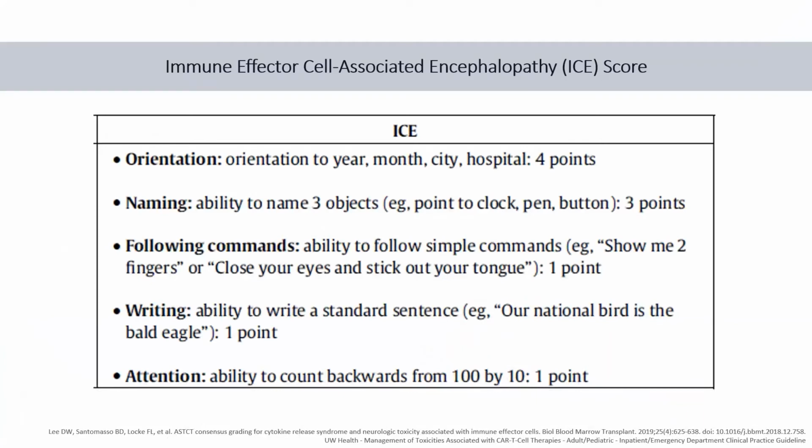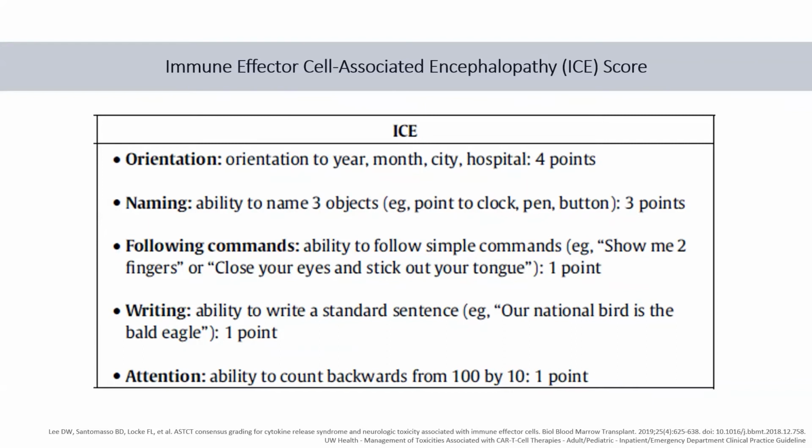So there are at least a few ICANS scoring systems out there to assess encephalopathy, and some of them are pretty cumbersome or potentially inaccurate and not feasible for all institutions and patients. And so the ASTCT created this ICANS score, which we call ICE, and that stands for Immune Effector Cell Associated Encephalopathy Score. Patients are scored based on orientation, naming of objects, following commands, writing, and attention. The higher the score means the lower the severity of encephalopathy, and there are a total of 10 points in this assessment. And the points are going to be used to grade the ICANS.